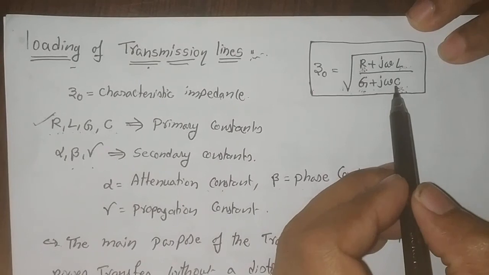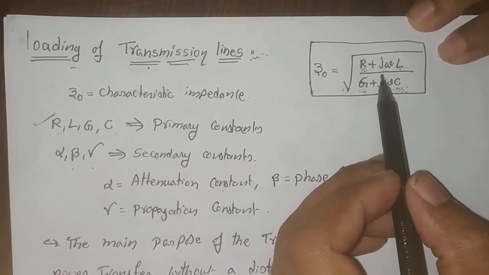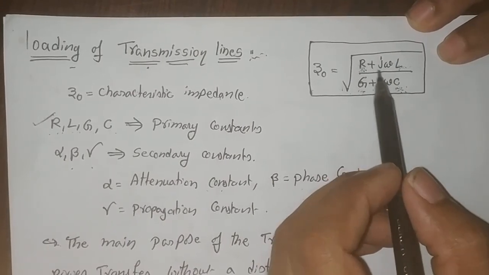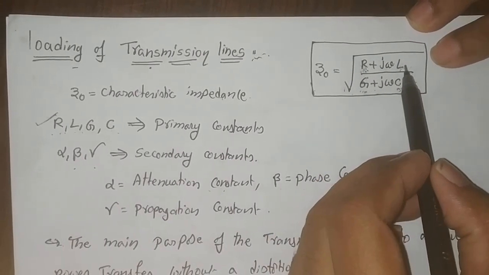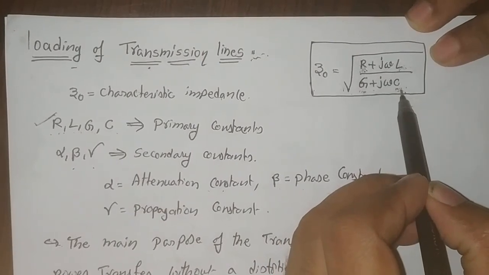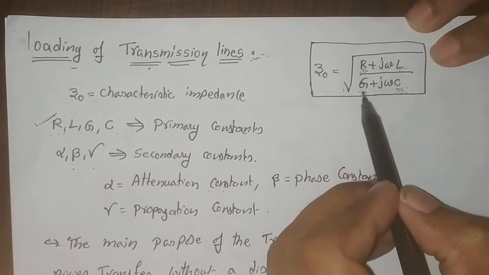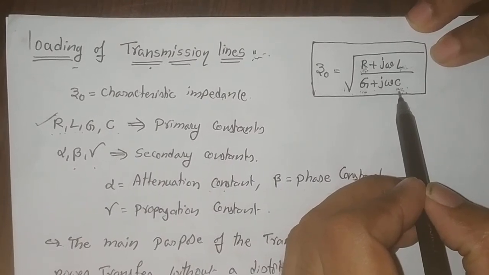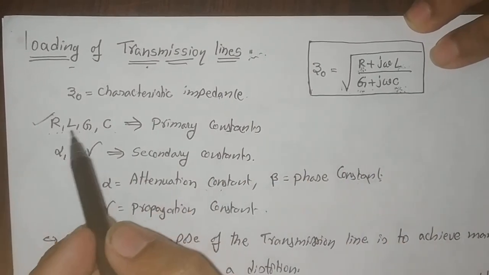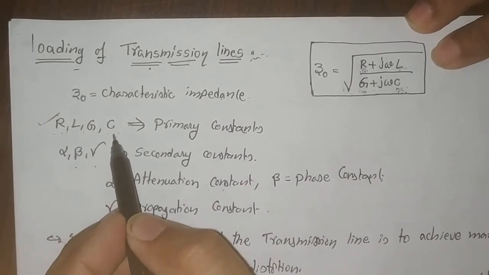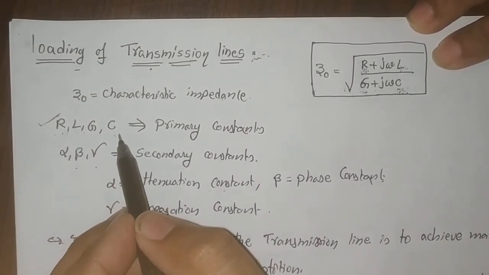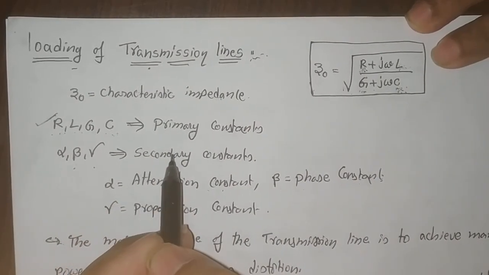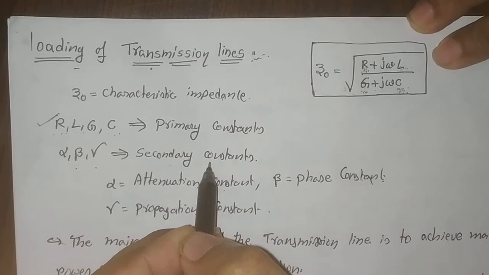So here we have four important parameters. Those parameters are called the electrical parameters of the transmission line. They are resistance, inductance, conductance, as well as capacitance. These four parameters are also called the primary constants of the transmission line. And you should note that these primary constants are uniformly distributed throughout the entire length of the transmission line. On the other hand, we have the secondary constants.